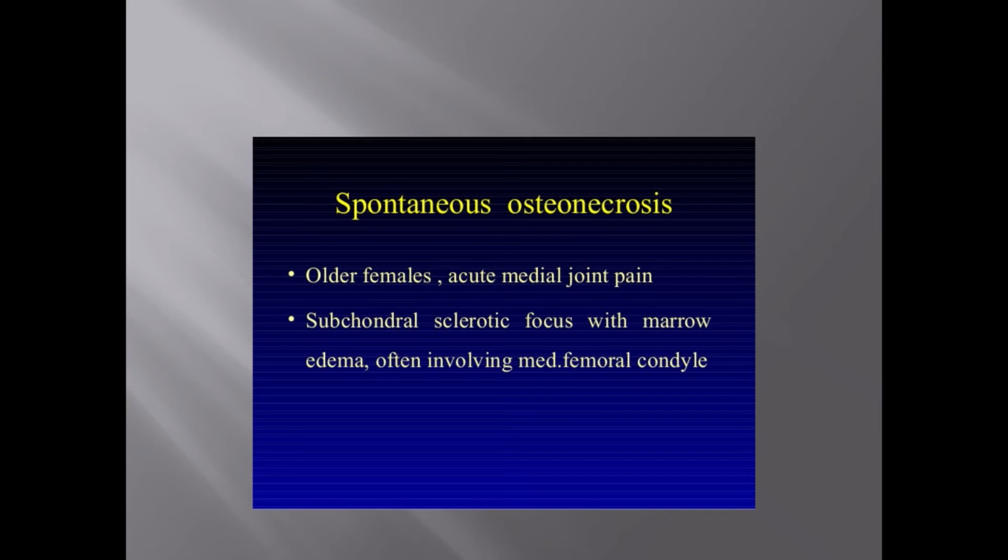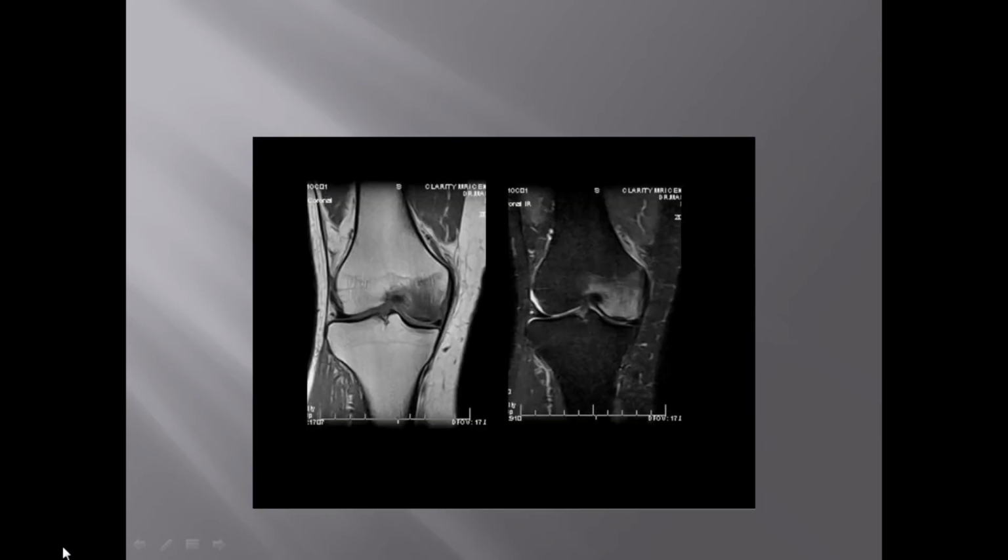Spontaneous osteonecrosis is a condition more common in females and commonly involves the medial femoral condyle. This is an example of a patient with edema and osteonecrosis in the beginning. This is the same patient with increased T2 signal.